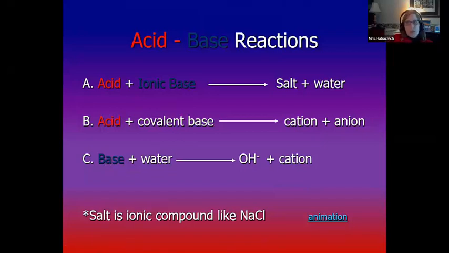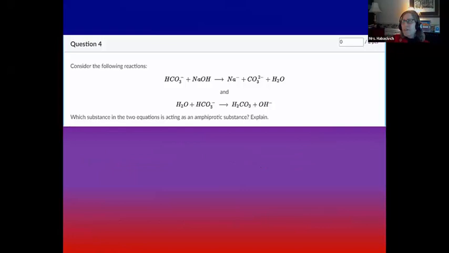So you have to identify what's the acid and what's the base, and then figure out, do you have a covalent base or do you have an ionic base, because it will affect the type of product that is formed. So here's the question on the homework that I saw a lot of mistakes with, so I wanted to go over this.